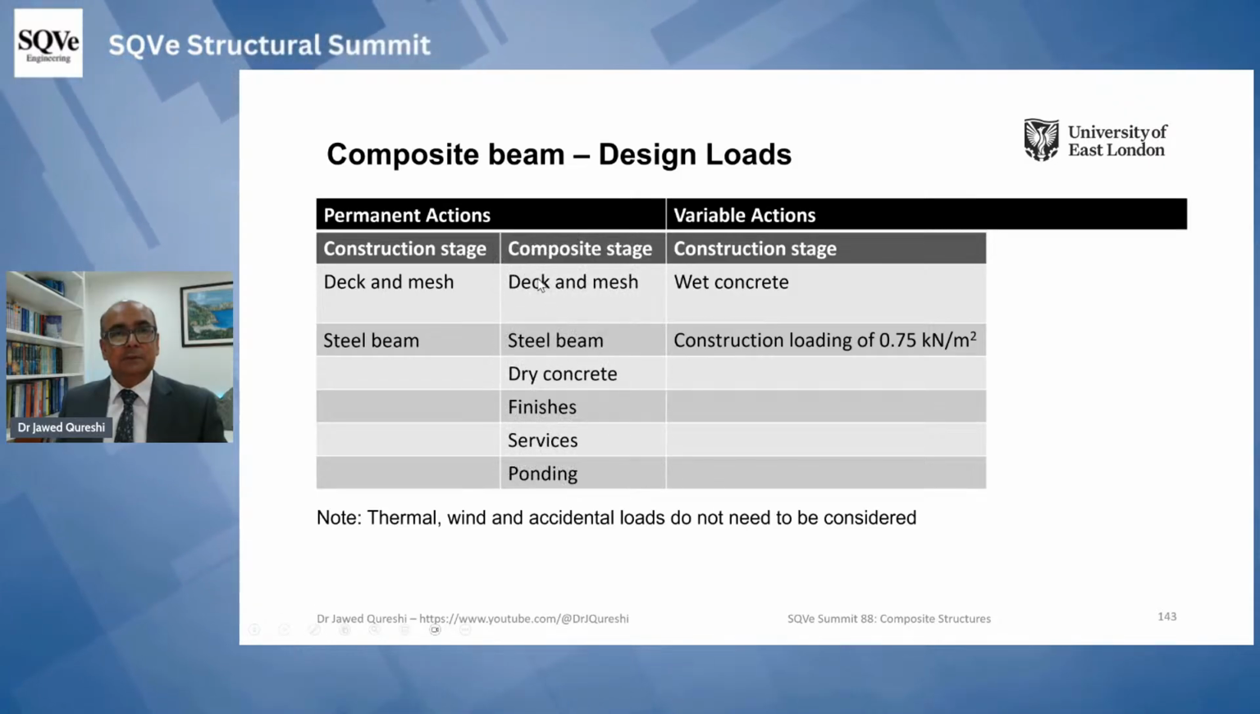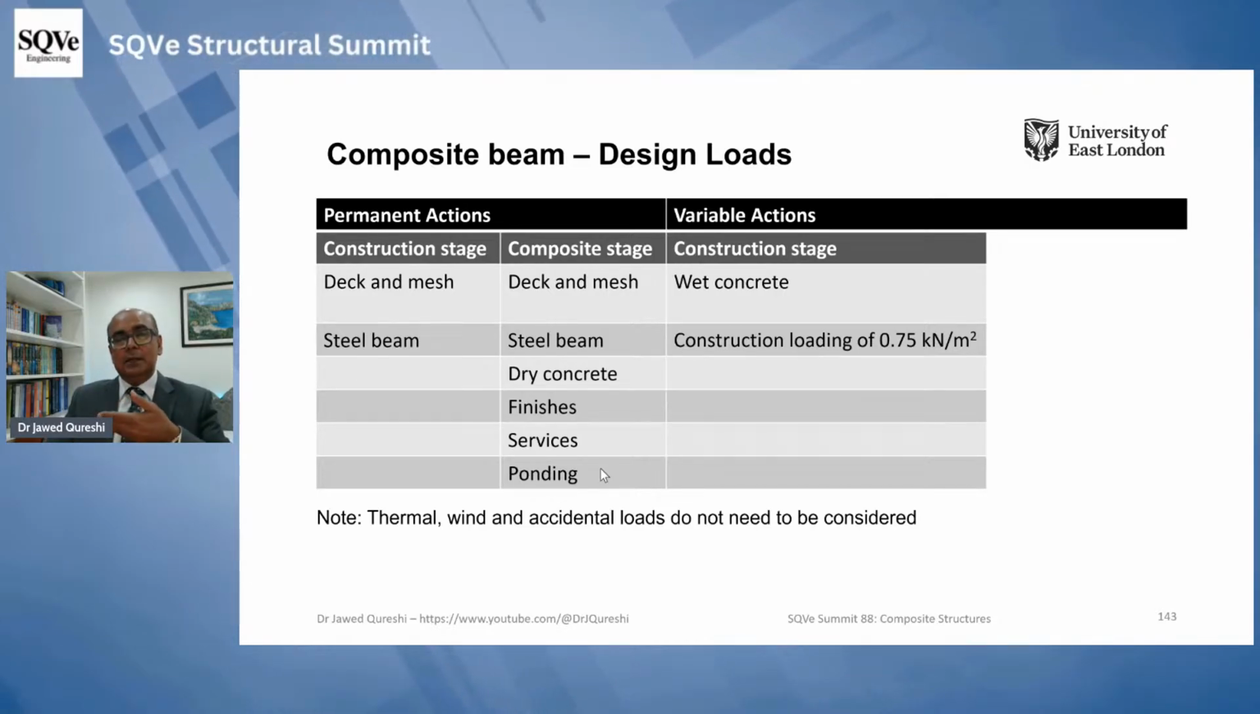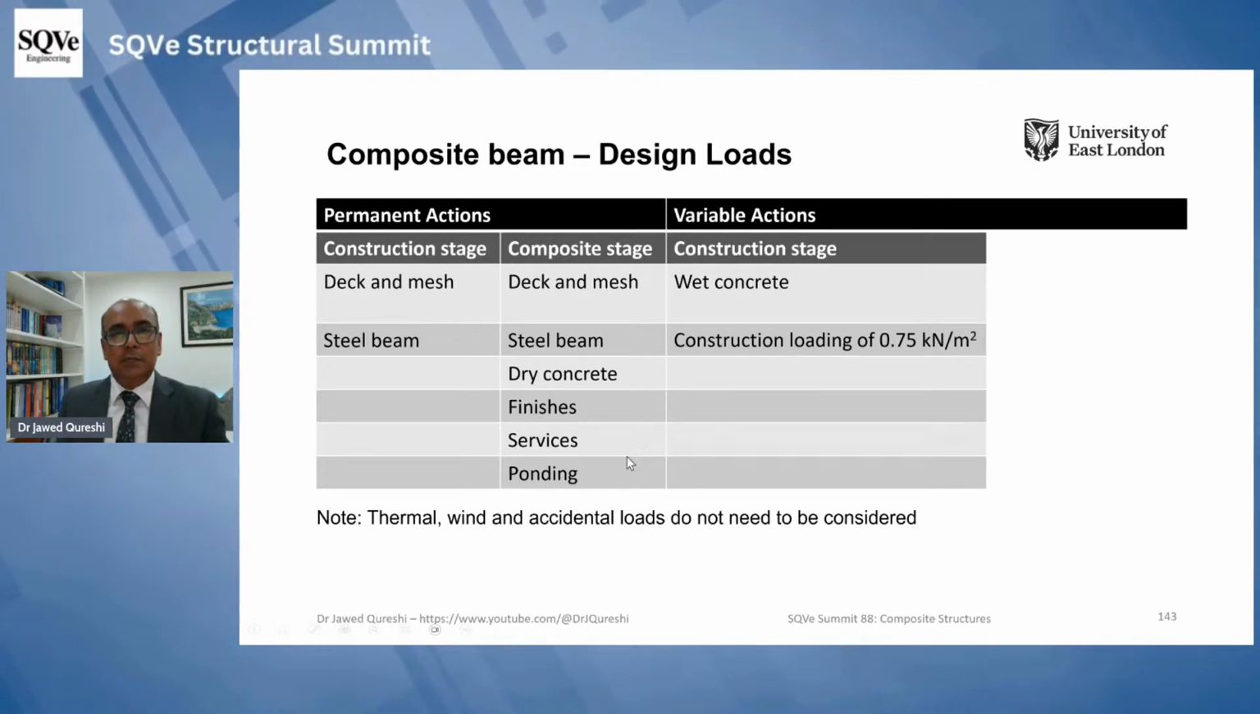In composite stage, you have deck and mesh, steel beam. Dry concrete now is dead load, finishes, services, and ponding effect. Ponding is that if you have deflection of sheeting at wet stage, it will develop more height in the middle as compared to the ends. So we have to avoid that ponding.